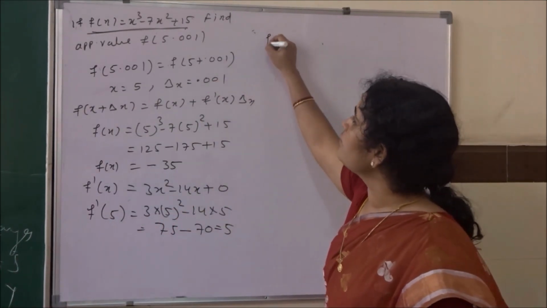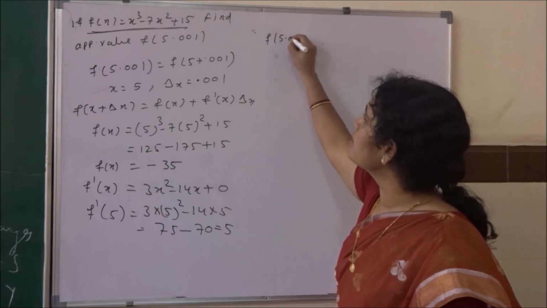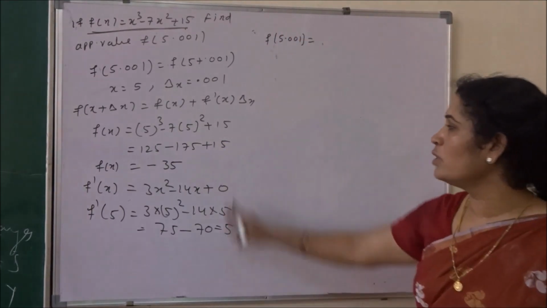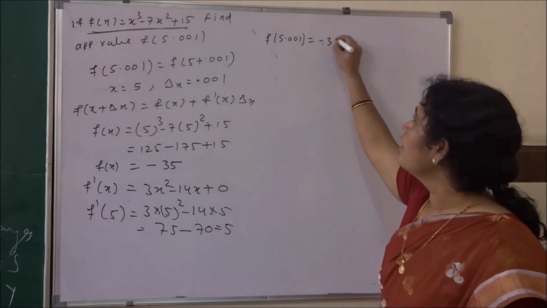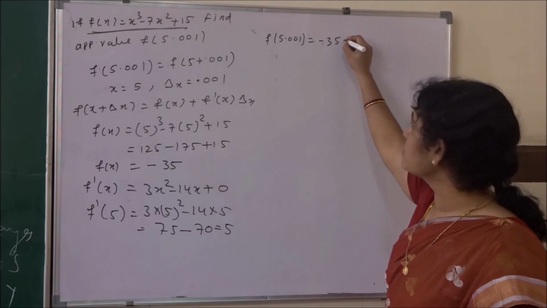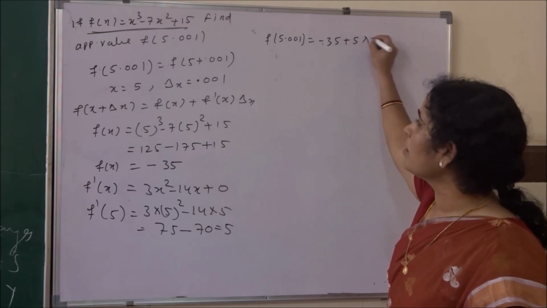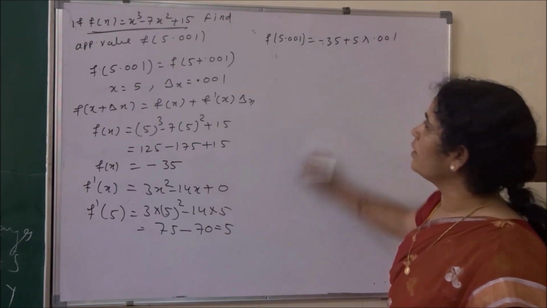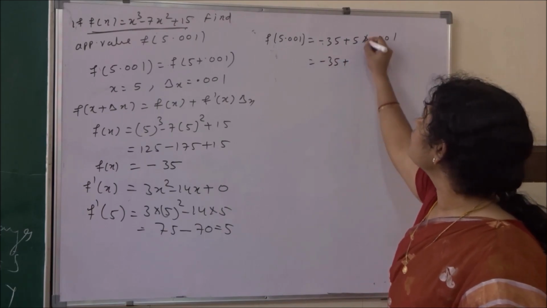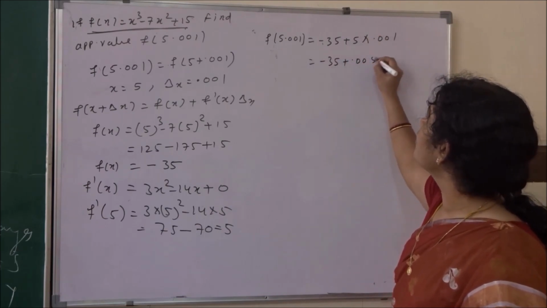Now substitute, that is we need the value of f of 5.001. That is equal to, what does the formula say? F of x, what is f of x? Minus 35 plus f dash of x. What is f dash of x? F dash of x is 5 into delta x 0.001. So that is equal to minus 35 plus 5 into 0.001.